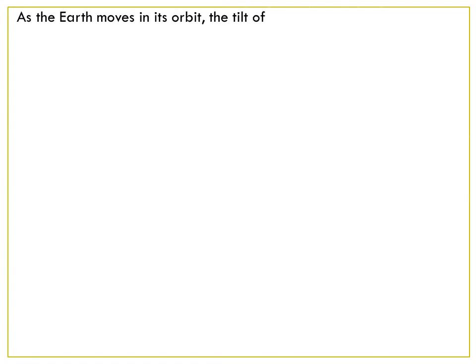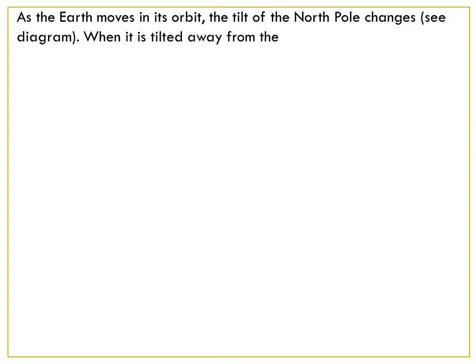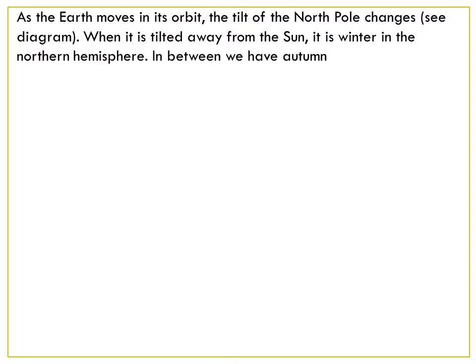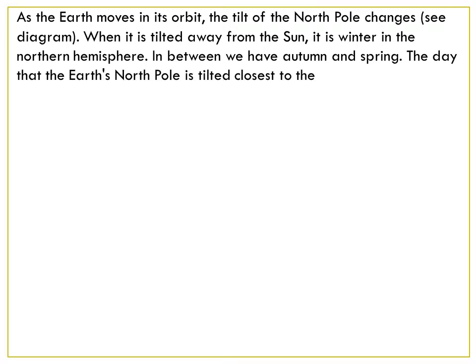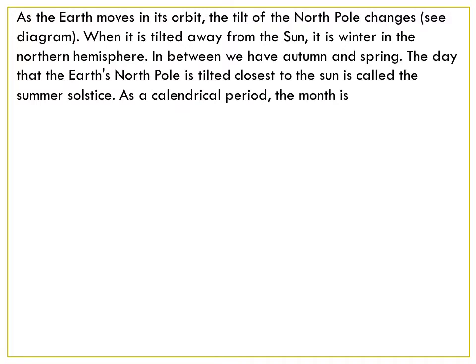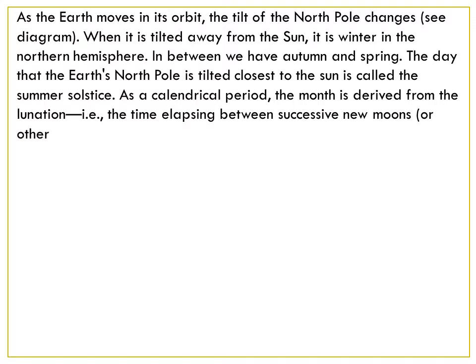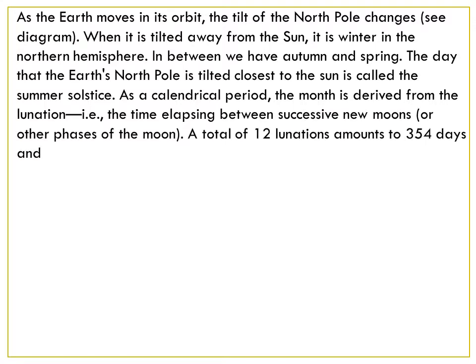As the Earth moves in its orbit, the tilt of the North Pole changes. When it is tilted towards the sun, it is summer; when it is tilted away from the sun, it is winter in the northern hemisphere. In between, we have autumn and spring, the four seasons. Right, children? The day that the Earth's North Pole is tilted closest to the sun is called the summer solstice. It is summer season, hot season.